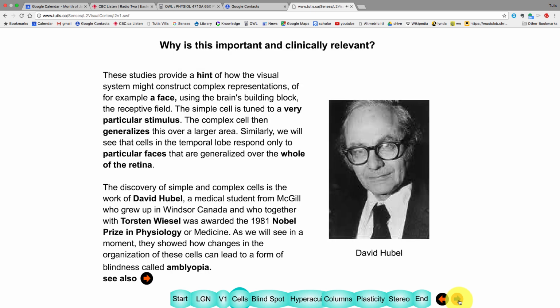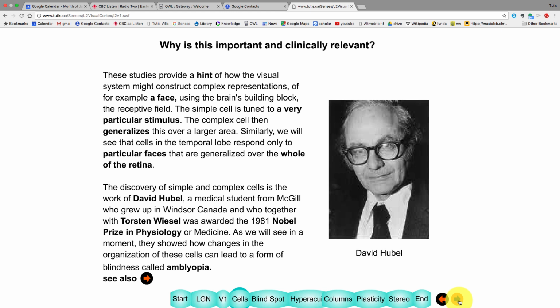So why is this important? Why is this clinically relevant? I used to teach this to the second-year medical class as well, and right about now, hands would pop up. Why are you teaching us this stuff? Why is this clinically important? Well, one of the reasons is that it helps us figure out how the brain is organized.